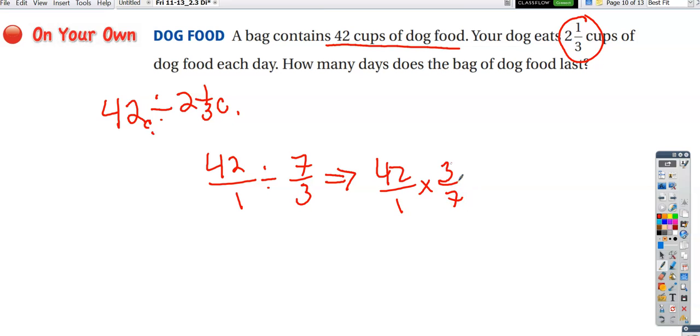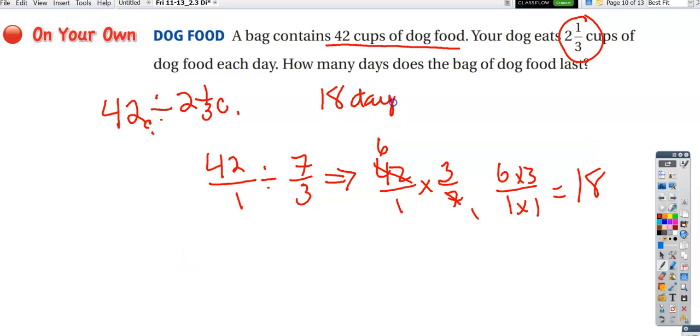All right, so now I've got my multiplying that I'm doing. 7 goes into 7 once, 7 goes into 42 6 times. 6 times 3 over 1 times 1 equals 18. So the answer is 18 days. And remember, when I give you a word problem and there's a context, I want you to write the units with it. So that would be enough food for 18 days.